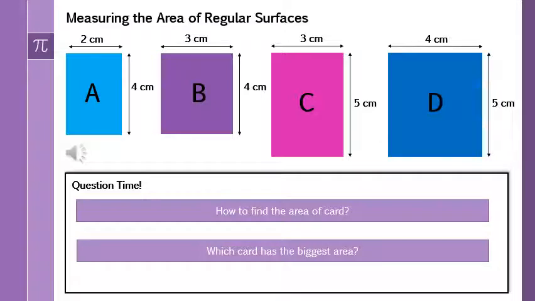Now, second question, which card has the biggest area? If you don't remember, you can rewind back to see the calculations. Okay, which card has the biggest area? The answer is card D. Easy, right? As long as you have your multiplication tables memorized well, everything will be easy for you in this topic.